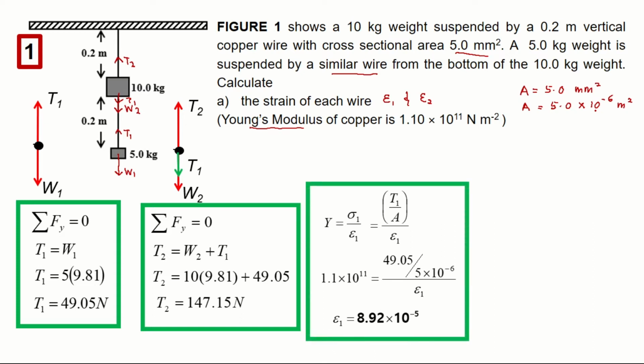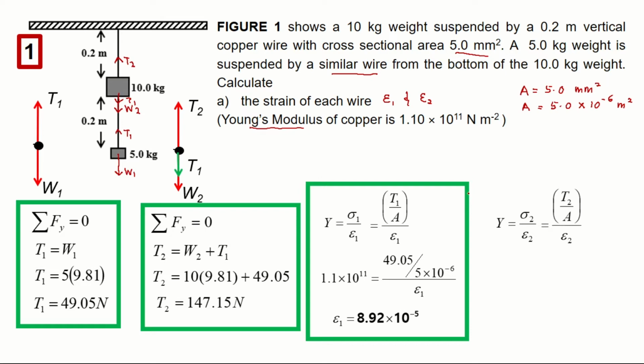So for the strain of the second wire, we can use the same equation. Young modulus equals stress per strain. So stress here is stress 2 and epsilon here is epsilon 2, which equals T2 per area divided by epsilon 2.